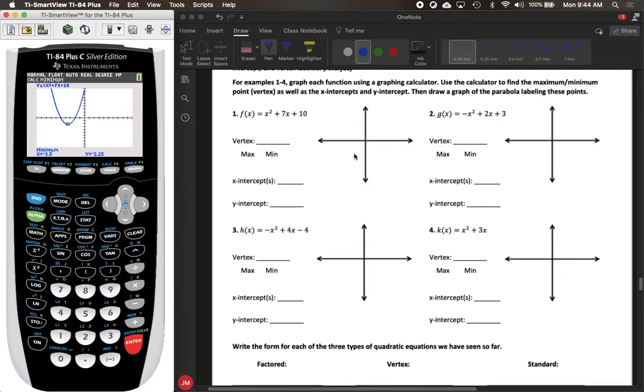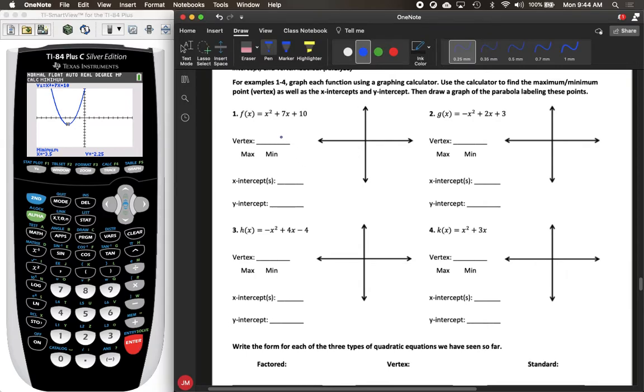And it's going to give us our point for our vertex. So it looks like in this case, our vertex is at the point negative 3.5 and negative 2.25. And then we already knew that it was a minimum, so I'll go ahead and circle that.